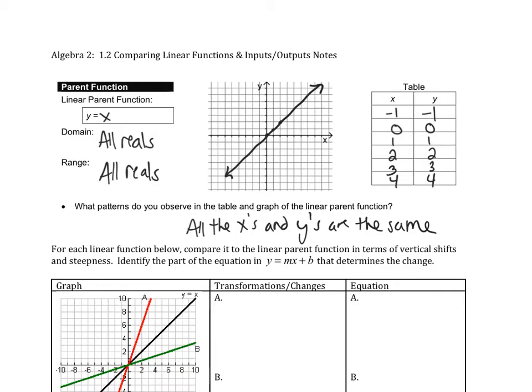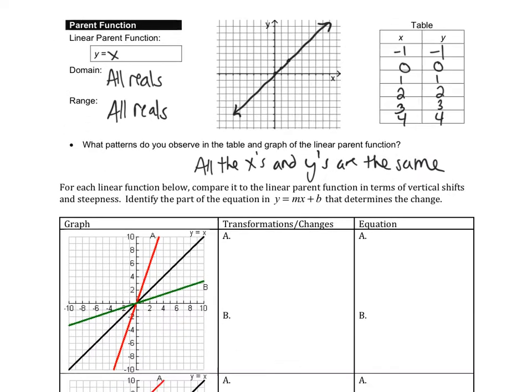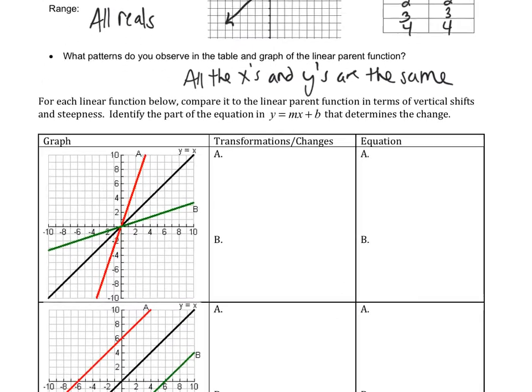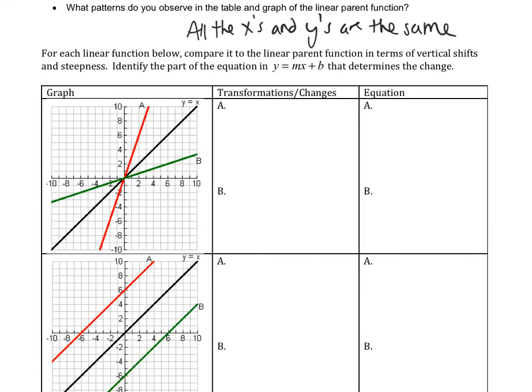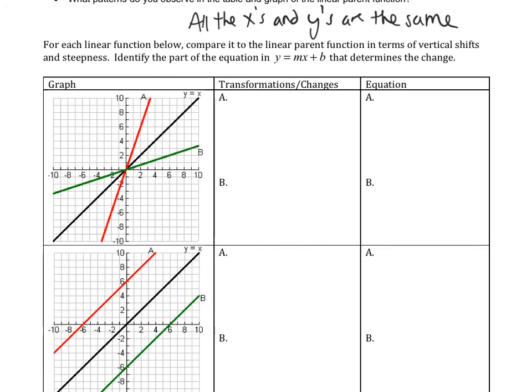For these next couple examples, it says for each linear function below, compare it to the linear parent function, which is y equals x, in terms of vertical shifts and steepness. Identify the part of the equation in y equals mx plus b that determines the change. So first we have to figure out what the change is, a change in steepness or a vertical shift.